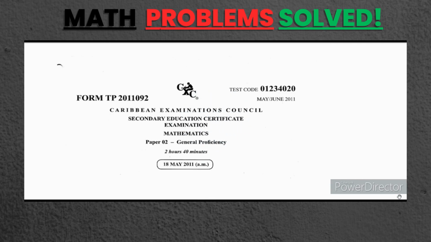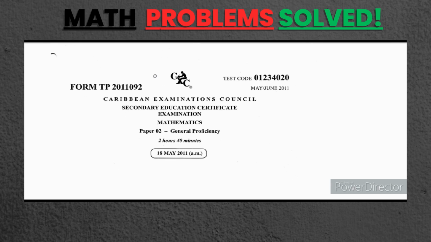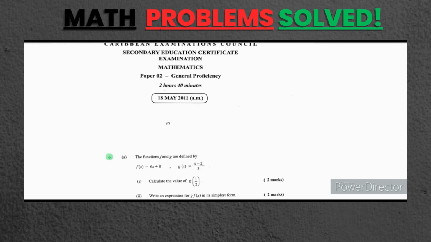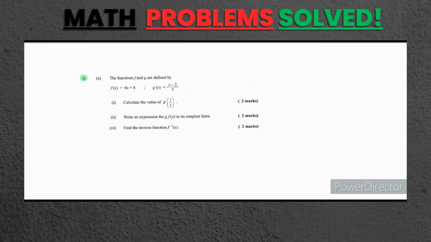Hello dear students, today we are going to start this paper again. We already discussed the first 5 questions from this paper in the previous lecture. Today we are going to start from question number 6. So what question number 6 says: the functions f and g are defined.